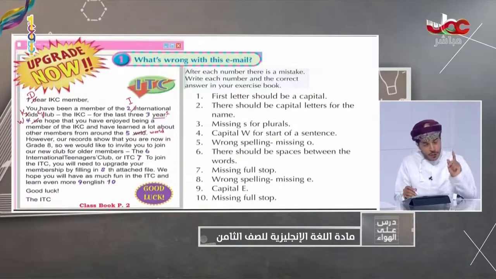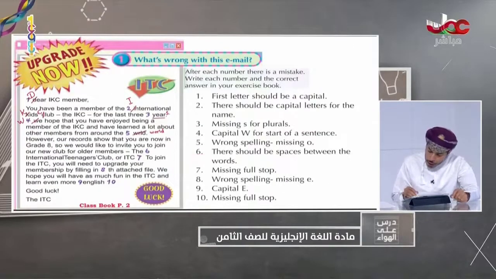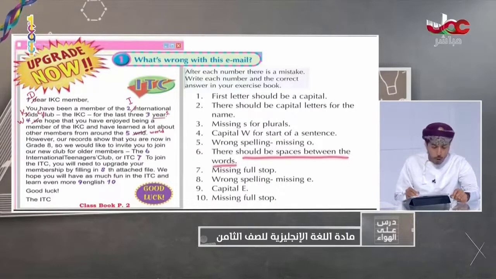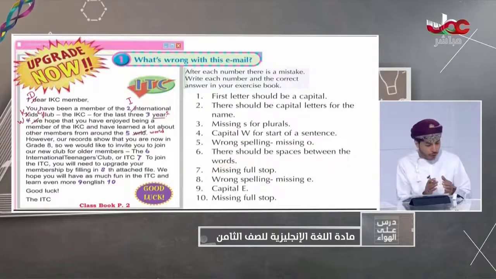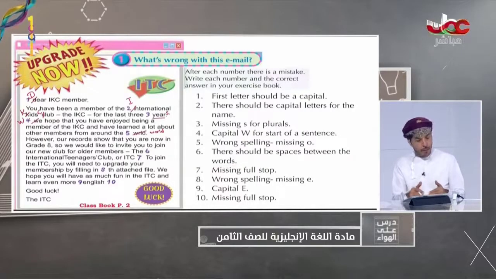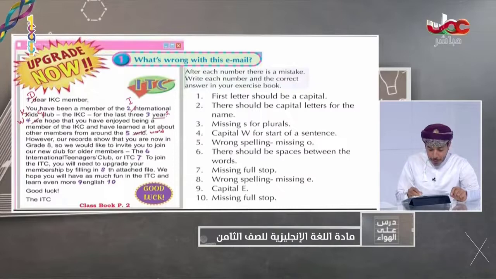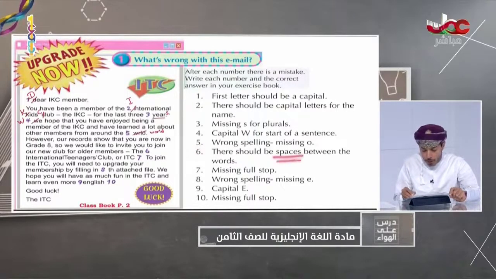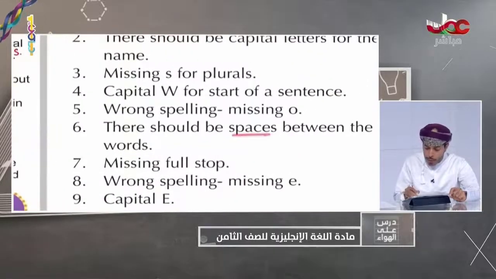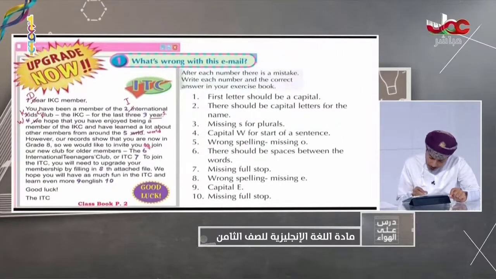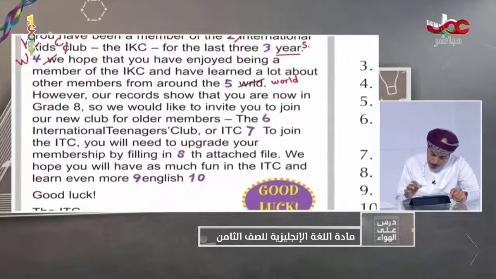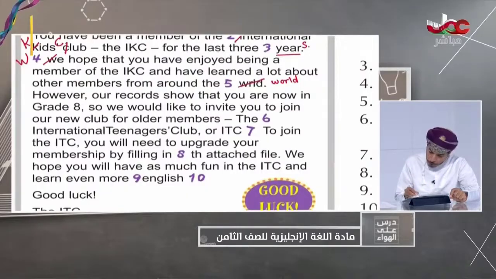Look at mistake number 6. In this one, there should be spaces between the words. Spaces. Space. Okay, there is a space between me and this one, or the table. Look at mistake number 6. There should be spaces between the words. And here what we mean by spaces, we mean this one. Okay, but in number 6, as we can see, look at number 6. Okay, this one.